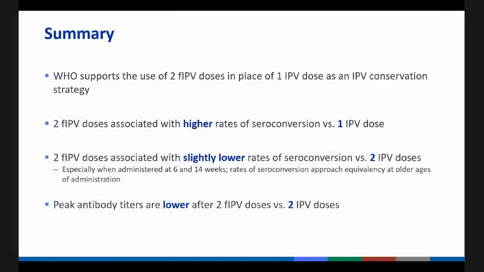So in summary, WHO supports the use of 2 fractional IPV doses in place of 1 IPV dose as an IPV conservation strategy. 2 fractional doses are associated with higher rates of seroconversion compared to 1 full dose, but 2 fractional doses are associated with slightly lower rates of seroconversion compared to 2 full doses. And this is especially the case when administered at younger ages. Peak antibody titers are also lower after 2 fractional doses compared to 2 full doses.